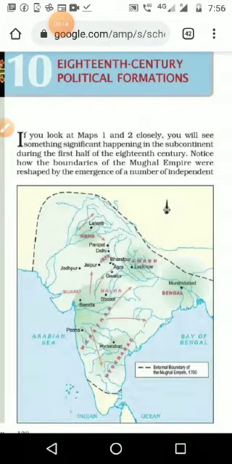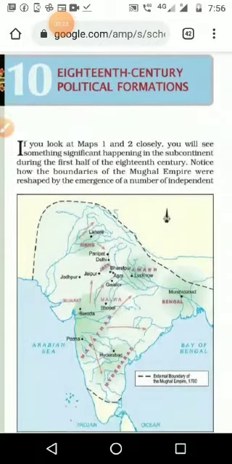Let us start. The lesson name is 18th century political formation. In which century are we going? We are reaching the last century. What we want to study in 7th standard is the 18th century. We started with the 8th century, and now we have reached the 18th century. Here we are going to see the political changes happening in India.